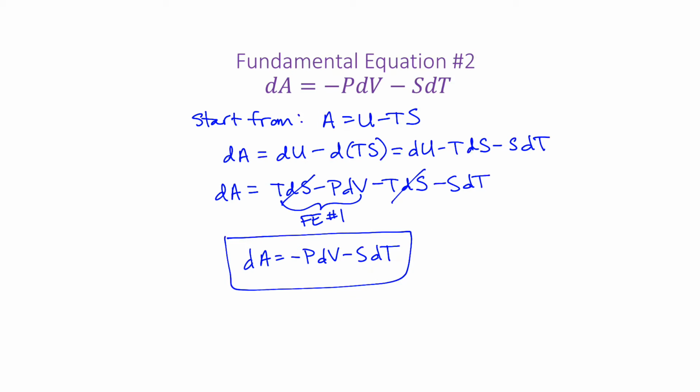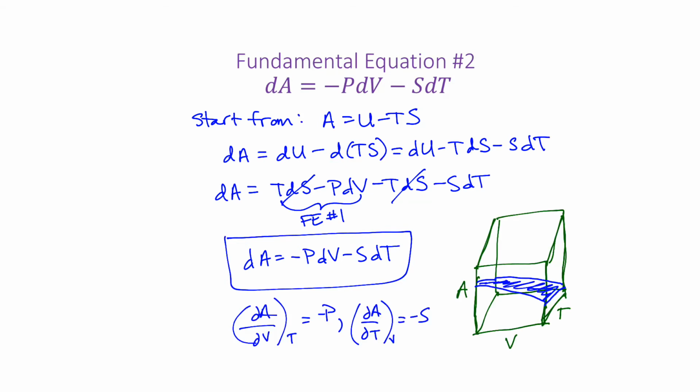Okay, so you could again go through the exercise of putting together that three-dimensional state space of A as a function of V and T, determine the direction of your slopes. And so why don't you take a minute and see if you could put that three-dimensional plot together for your state space for the Helmholtz energy and see how you do.